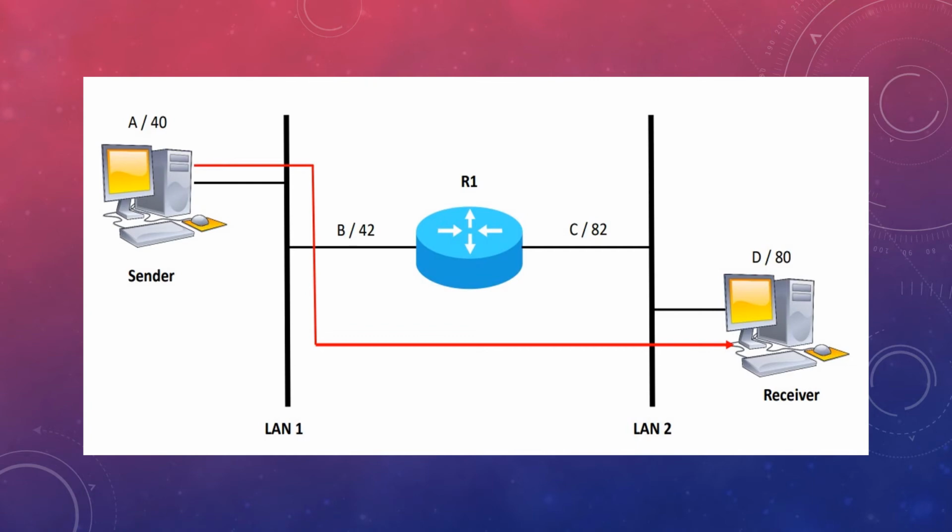For your guidance, the uppercase alphabets, A and D, should be the logical address. And then we have numbers: 40, 42, 82 and 80. Those numbers represent the physical address.